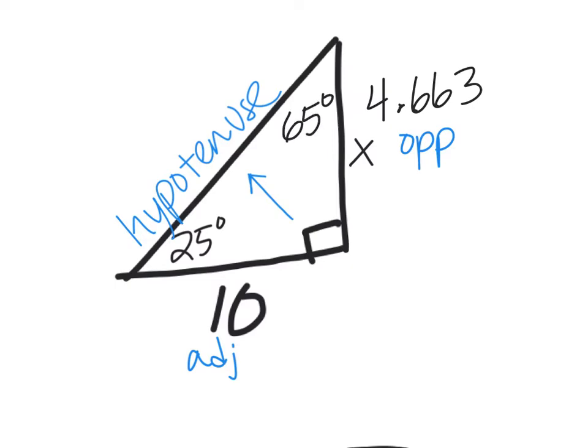65. Remember we talked about before that the shorter side should be across from the smaller angle. 4.663 is across from 25, and 10 is across from 65. So the side across from 25 has to be smaller. It is, so that's a good way to quickly check your work.